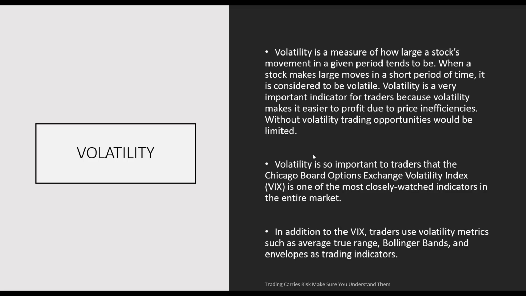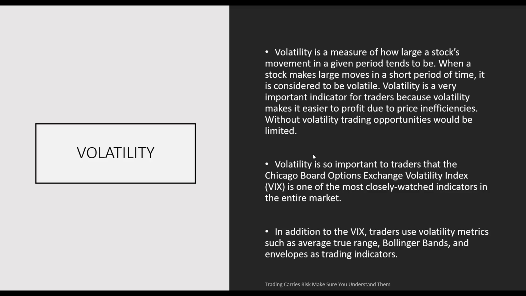Volatility is a measure of how large an asset's movement is in a given period of time. When an asset makes large moves in a short period of time, it's considered to be very volatile. Volatility is a very important indicator for traders because volatility makes it easy to profit due to price inefficiencies. Without volatility, trading opportunities would be limited.